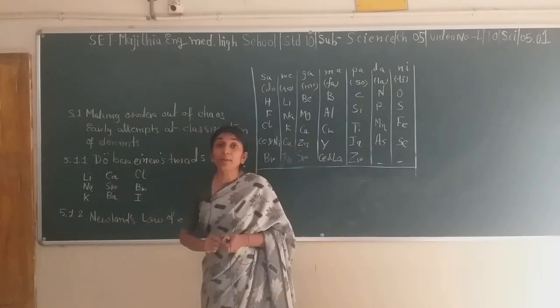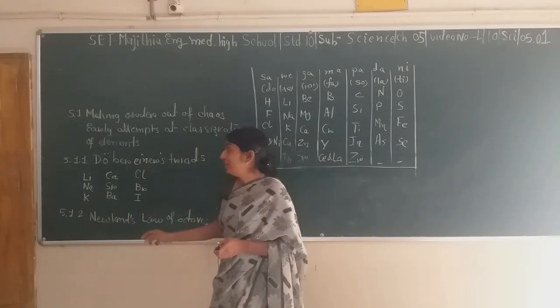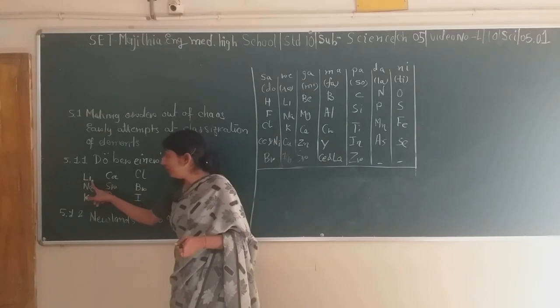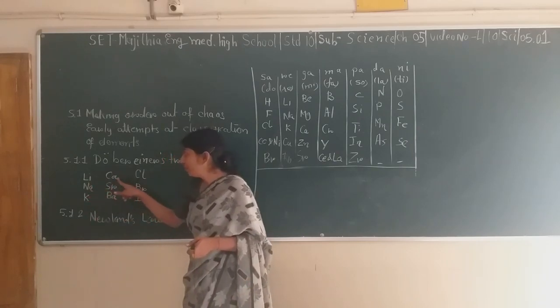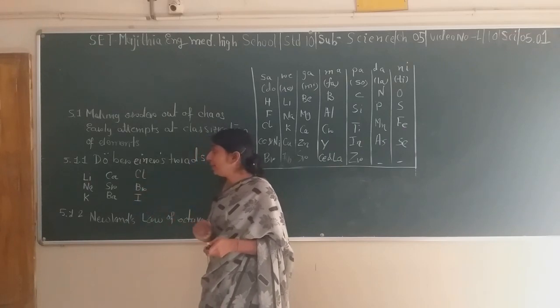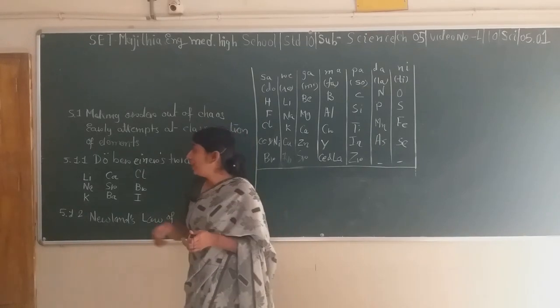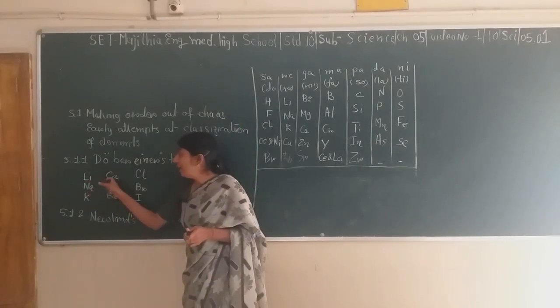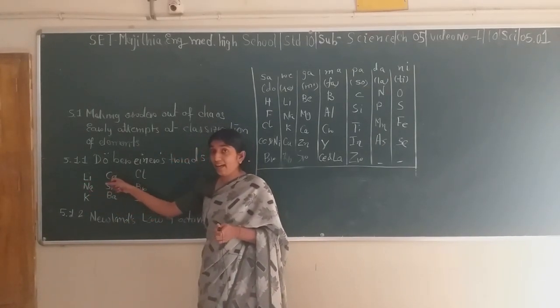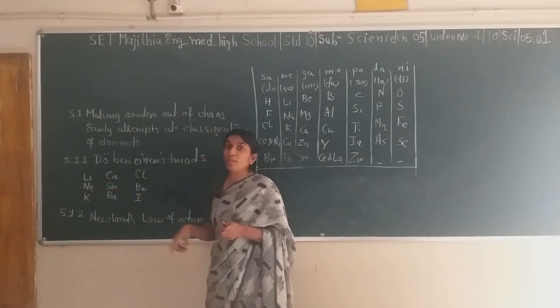Doberaner was able to make 3 groups, namely lithium, sodium, potassium; calcium, strontium, barium; and chlorine, bromine and iodine. I have given a short name to it, like Li Na K, Ca Sr Ba, and chlorine, bromine and iodine.